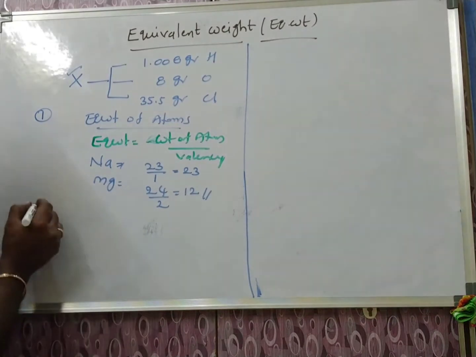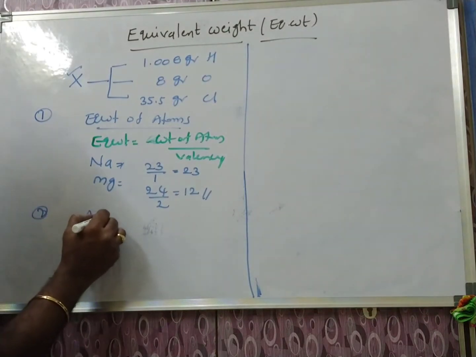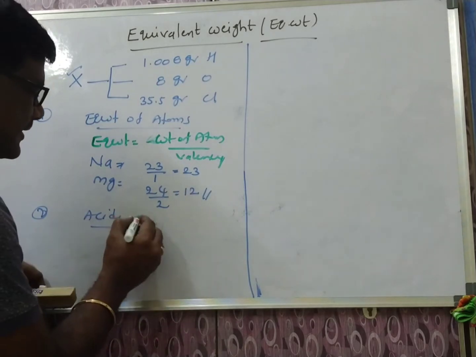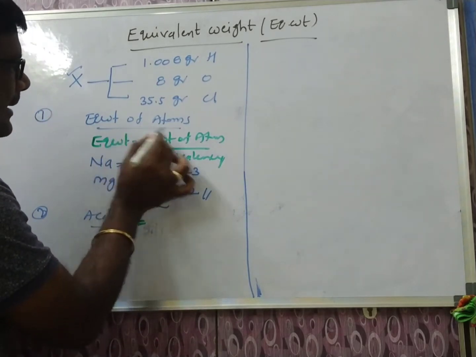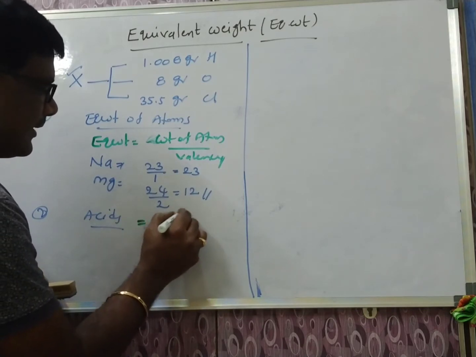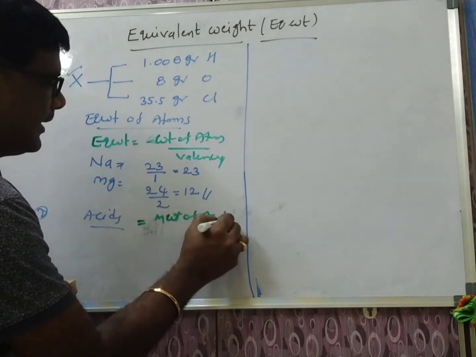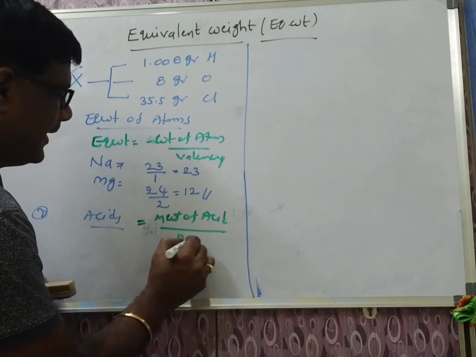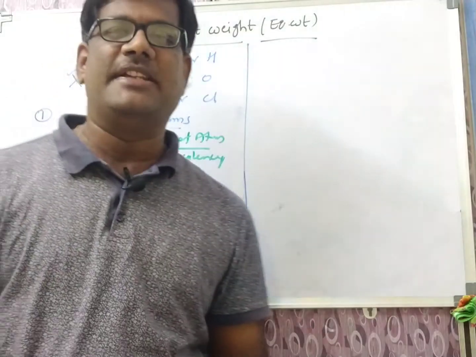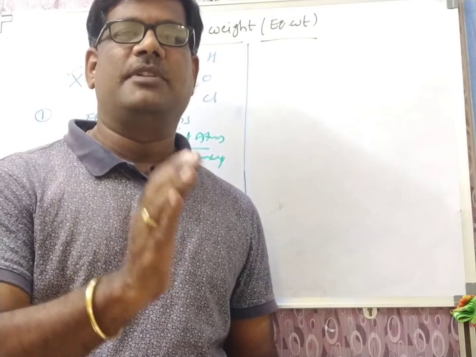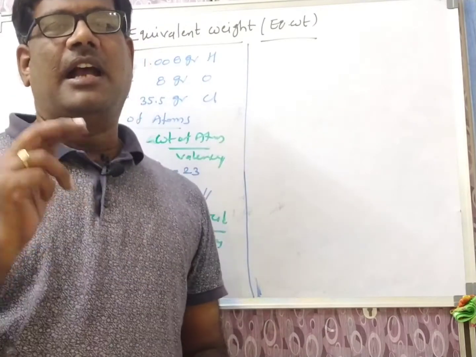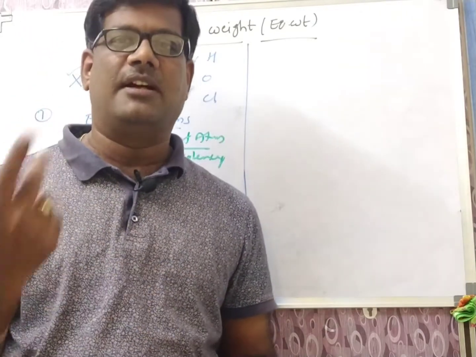Number 2, equivalent weight of acids. How to calculate the equivalent weight of an acid? It is the molecular weight of the acid divided by the basicity. Acid will have the basicity. What is the basicity? The number of replaceable hydrogen ions from the acid is called the basicity of that acid. Acid will have the basicity, base will have the acidity.